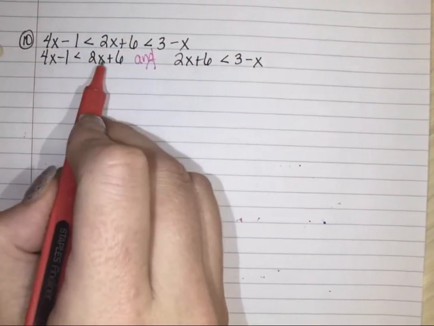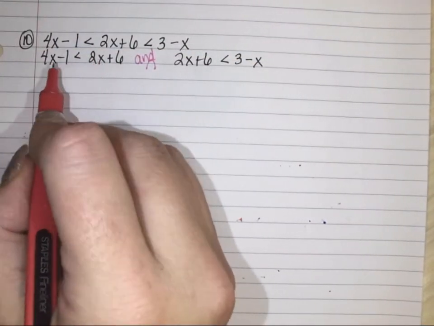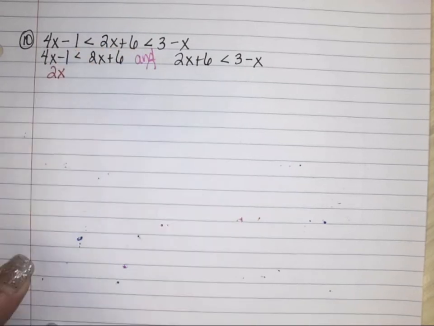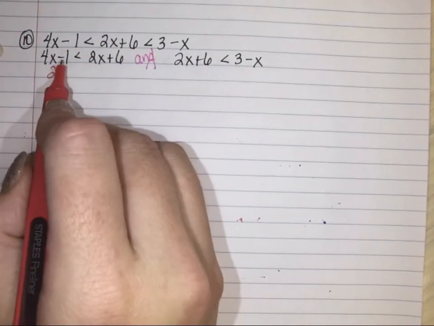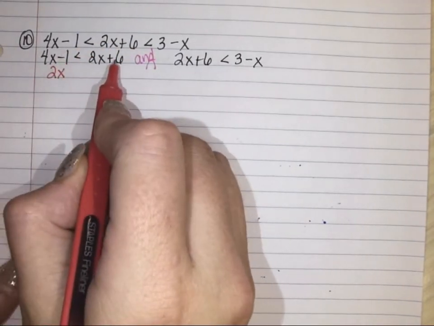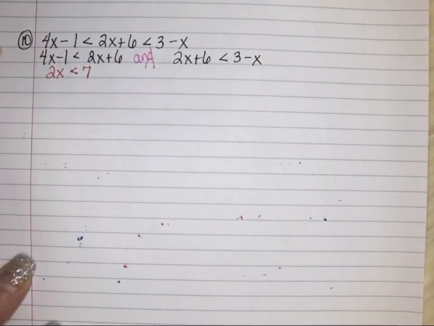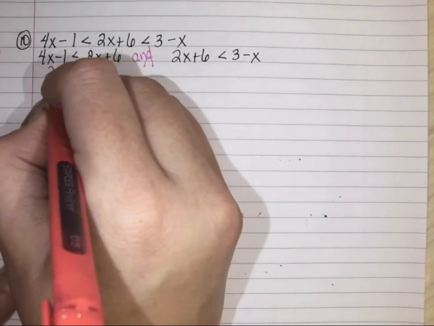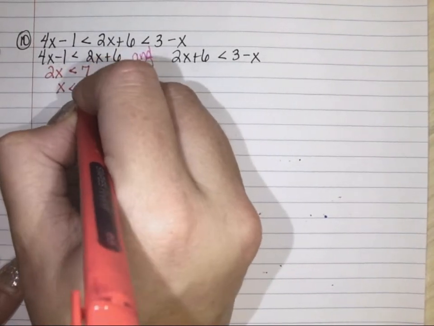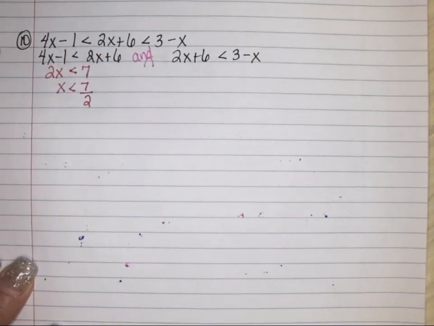Solve this part. I'm going to subtract 2x from both sides, and then I'm going to go ahead and add 1 to this side. So I get 2x is less than 7. Divide by 2, x is less than 7/2.